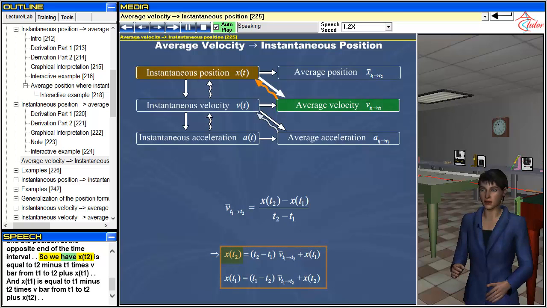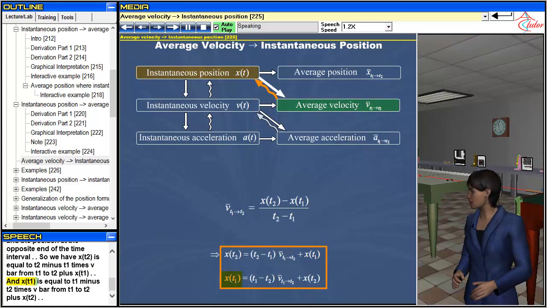So we have x of t2 is equal to t2 minus t1, times v bar from t1 to t2, plus x of t1, and x of t1 is equal to t1 minus t2, times v bar from t1 to t2, plus x of t2.